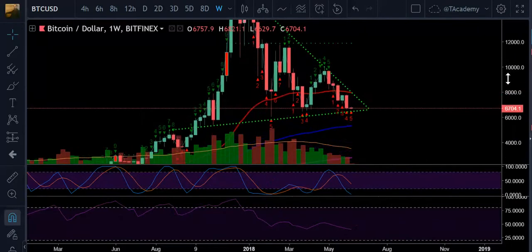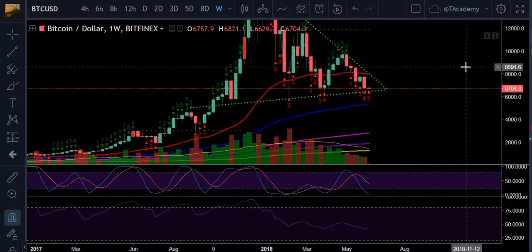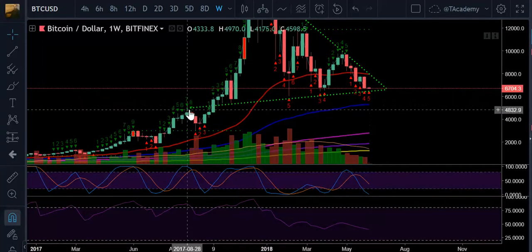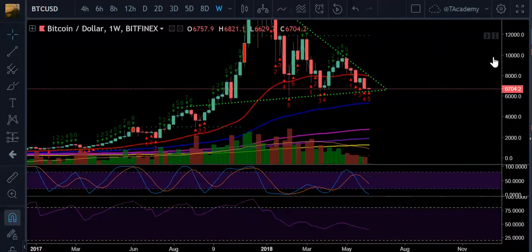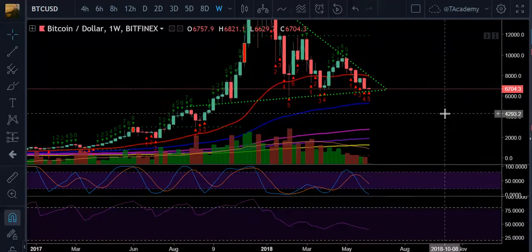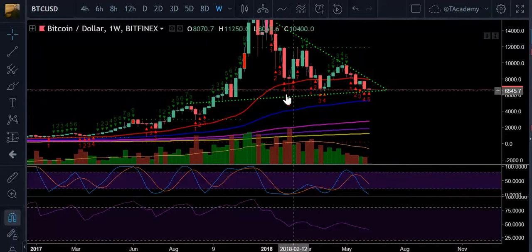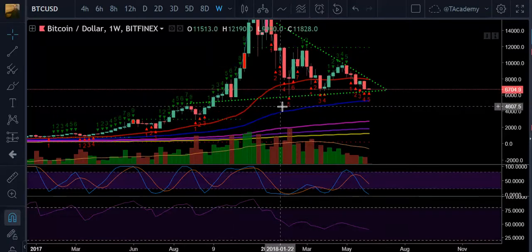And also, I watched many videos on YouTube, and the people say that the support of that descending triangle is broken. It's not broken yet, guys. It's at the edge, if you draw it correctly. So how are you supposed to draw it correctly? Because this is the support. Whenever Bitcoin touches this line, I expect massive volume, right?